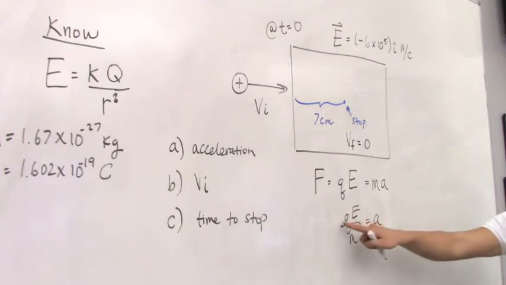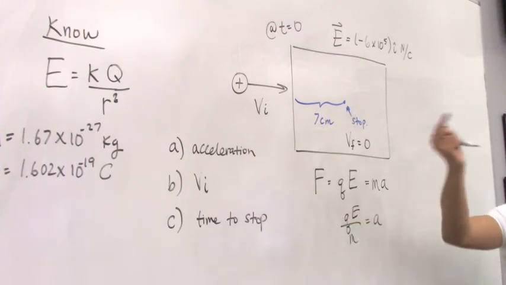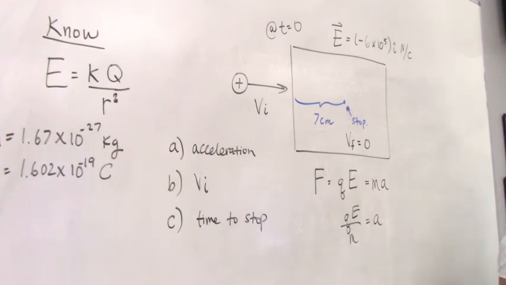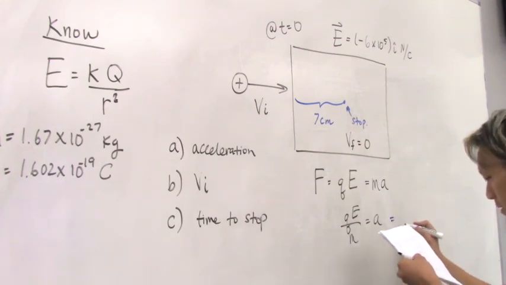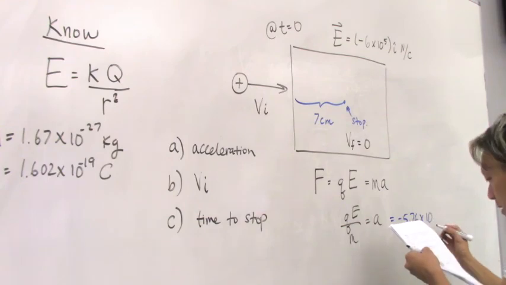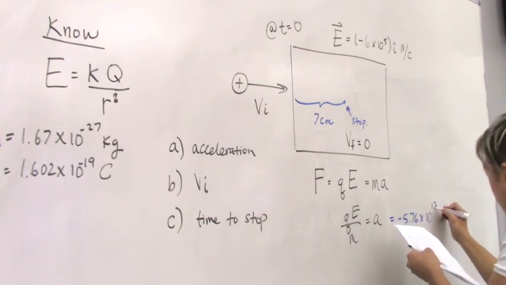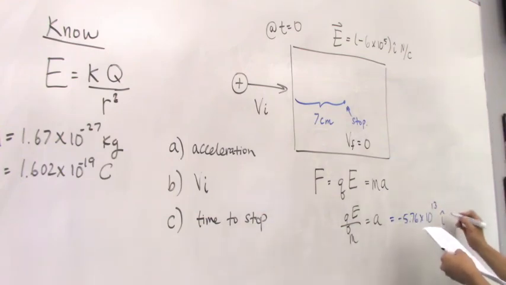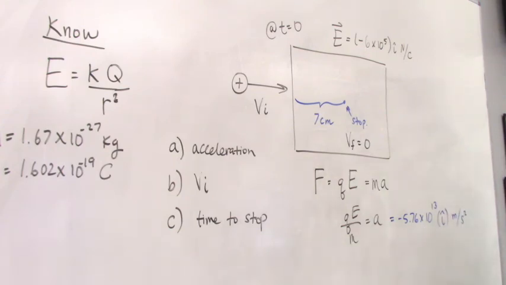So, do we know q? Yes. Do we know E? Yes, it was given. Do we know m? Yes, it's the proton mass. So, this one's actually super easy. We know those three. You plug those in, you're going to get a number. Let me just write down what it's going to be: negative 5.76 times 10 to the 13 in the i direction, meters per second squared. So that's what it's going to be after you plug those numbers in.